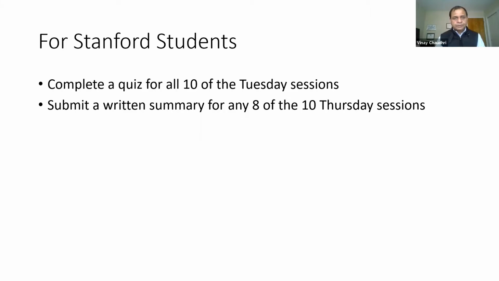For Stanford students who are taking the course for credit, they will be required to complete a quiz for all 10 of the Tuesday sessions and submit a written summary for any 8 of the 10 Thursday sessions. Given that this is a 1-unit course, this is a pretty light requirement.